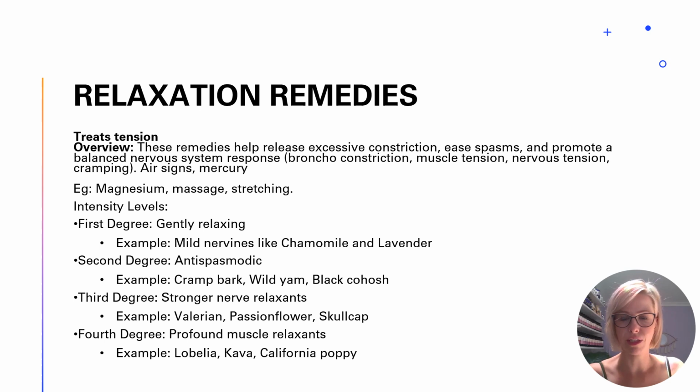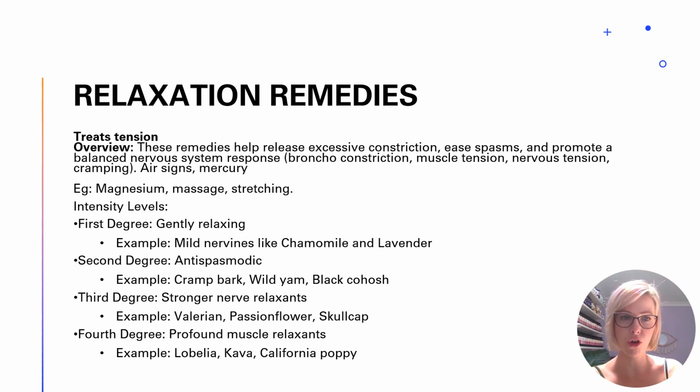Relaxation remedies are used to treat tension. They help release excessive constriction, ease spasms, and promote a balanced nervous system response. So we're looking at issues like bronchoconstriction, muscle tension, nervous tension, and cramping. We want to relax all these, and all those issues are very much of the nature of air signs and Mercury. So we could use things like magnesium, massage and stretching.